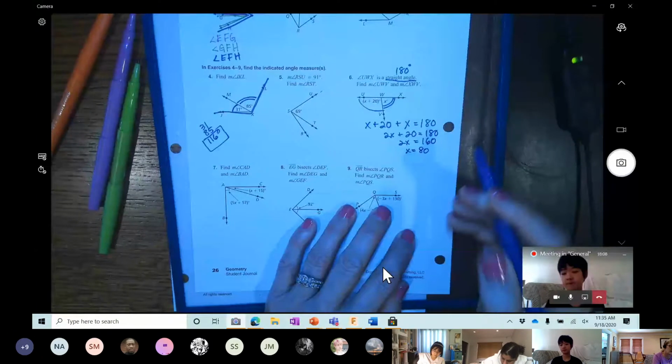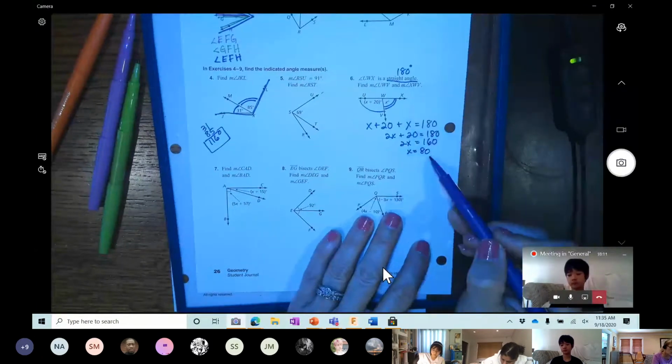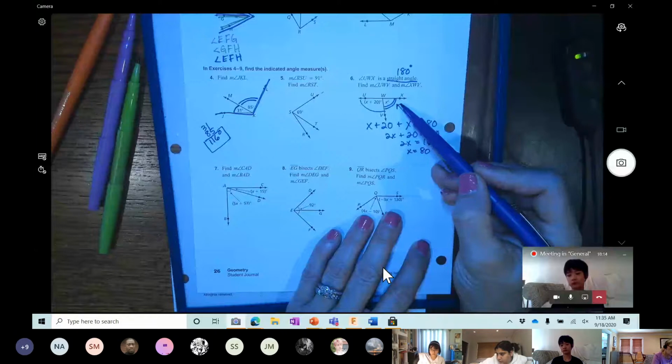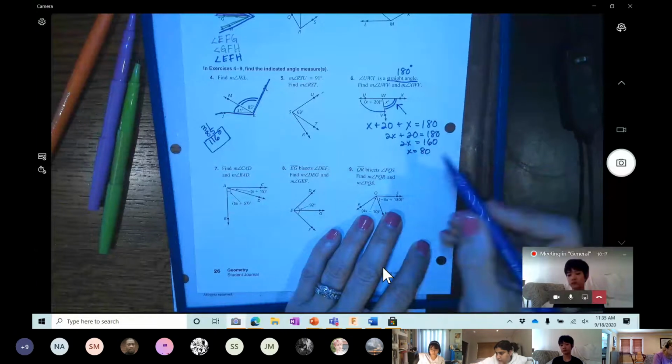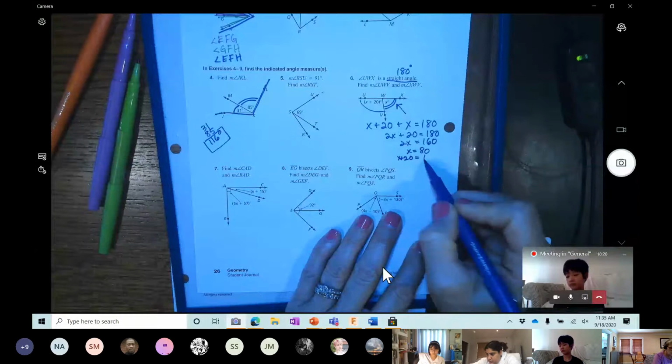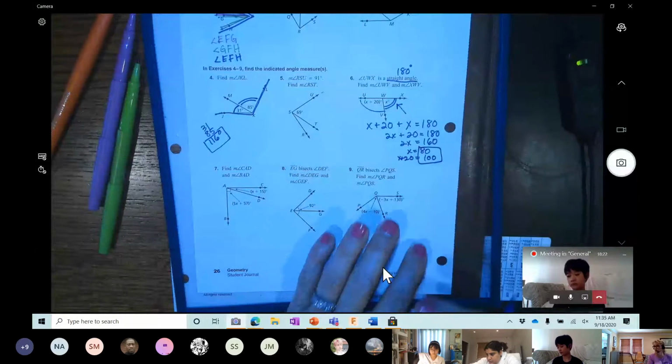And it says find the angles. So even though you got x equals 80, that's this one here, you still have to get the other one. So x plus 20 is 100. So these are the answers that you will answer, not just x equals 80.